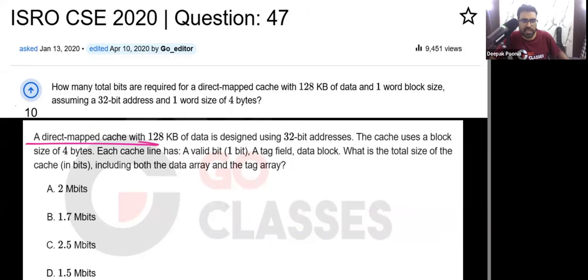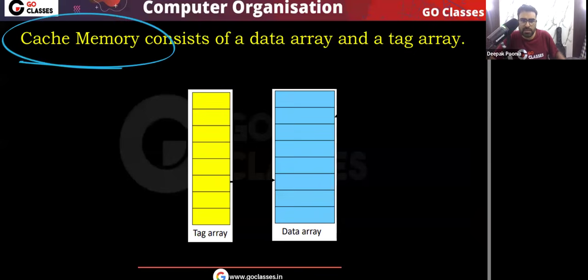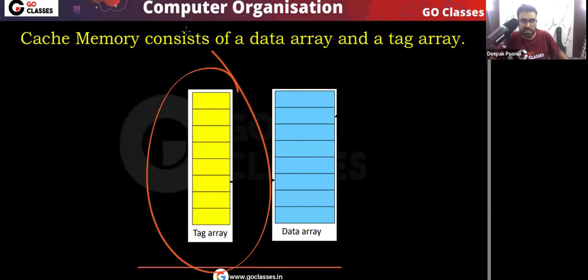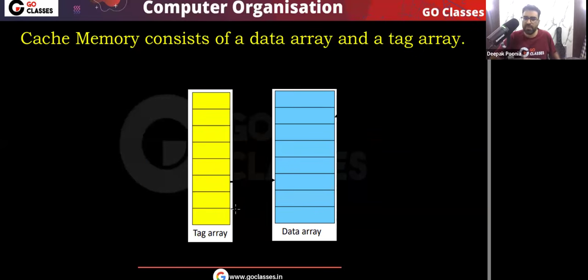We have a direct mapped cache with 128 KB of data. This is the size of the data array. Remember, we already know that cache memory consists of two parts: the data array and the tag array. This tag array is also called the tag directory. In the data array, we put the data that we fetch from the main memory, the actual blocks. So remember, in this data array, this is actually a line.